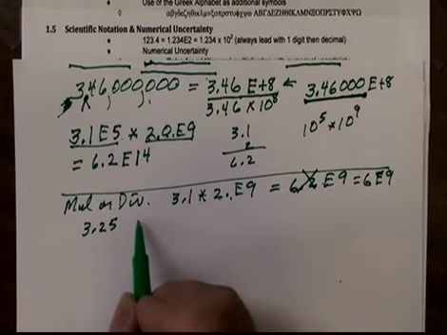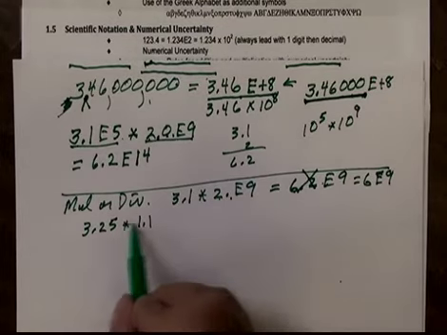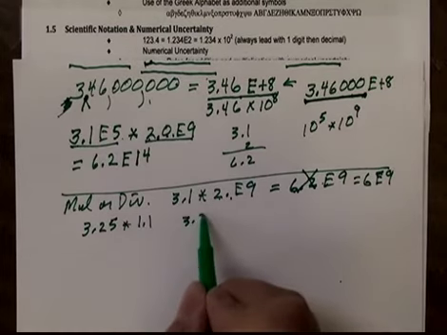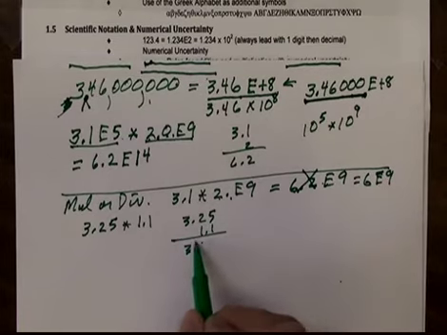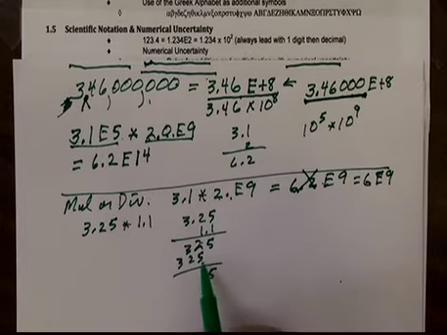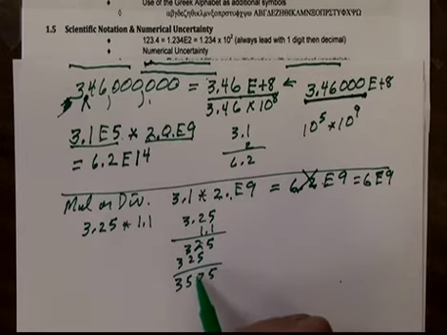3.25 times 1.1. What would that give us? If we worked that out, it would be 3.25 times 1.1. That would be 325, 325, and then 5, 5, 6, 7, 5. We have 3 decimal places there, so the decimal point would go here.